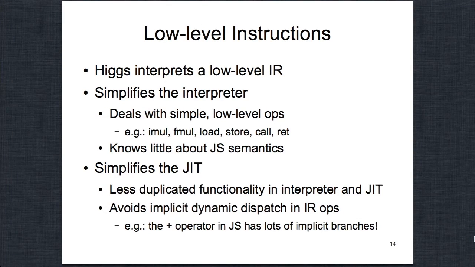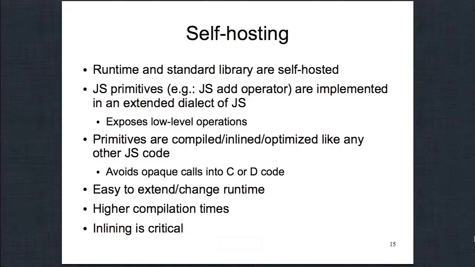This is also very good for the JIT because many of the operations in JavaScript have implicit dynamic dispatch. For example, the plus operator in JavaScript, like I said before, can operate on integers, floating points, and strings. And it can also result in function calls if you're doing a toString operation on an object. And so you don't want to have to implement that in a JIT in terms of x86 assembly. So what I do instead is that I have some amount of self-hosting. The runtime and the standard library are implemented in terms of an extended dialect of JavaScript that exposes low-level operations. So the primitives are compiled and inlined and optimized like any other JavaScript code.